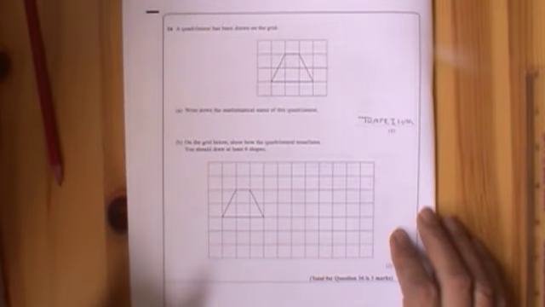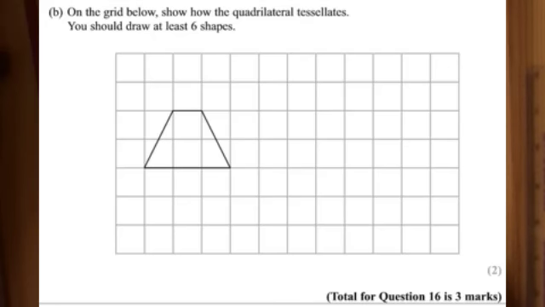T-R-A-P-E-Z-I-U-M, trapezium. On the grid below, show how this quadrilateral tessellates. You should draw at least 6 shapes.